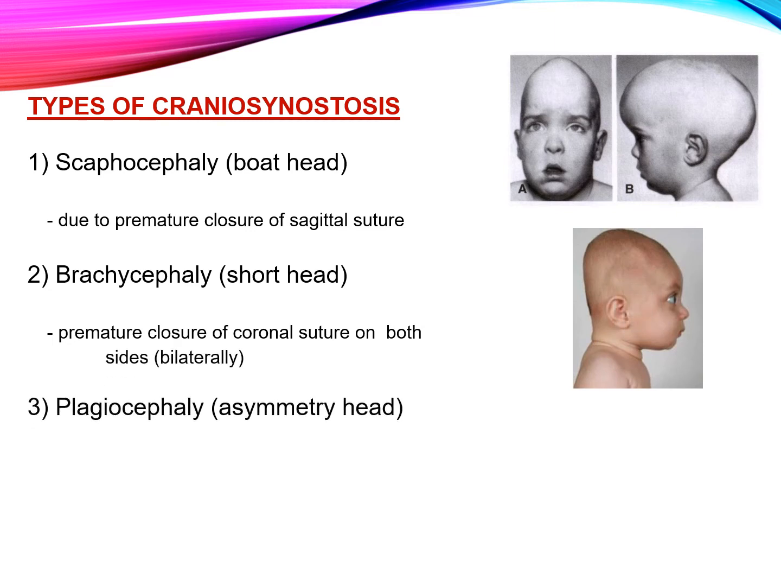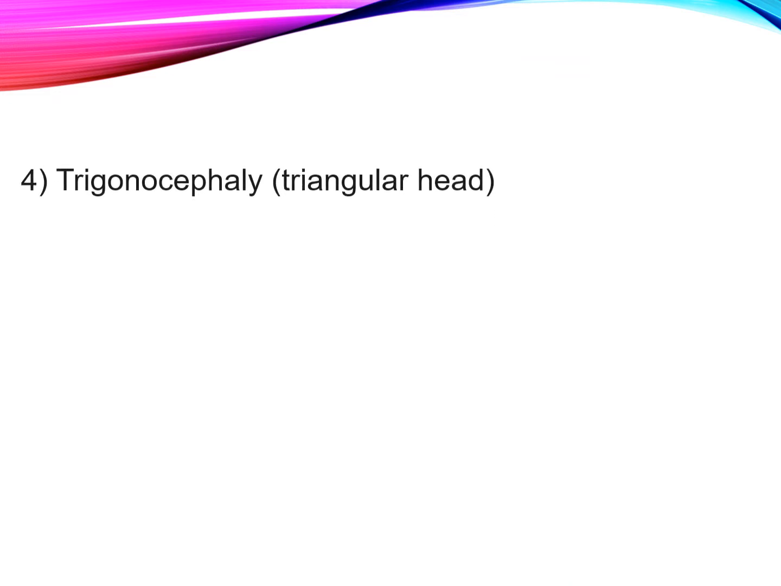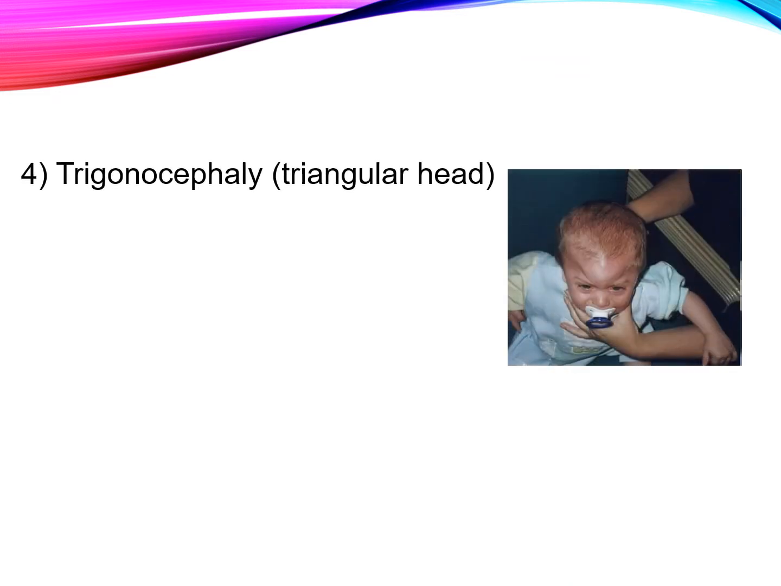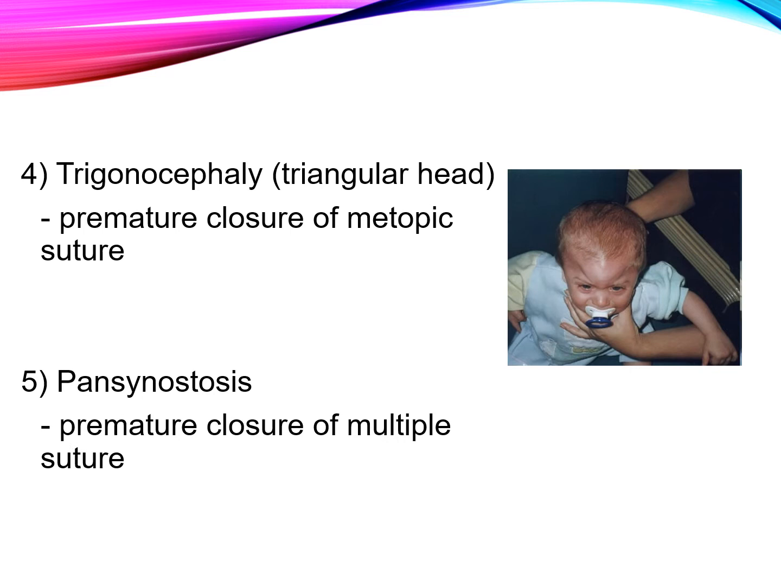Number 3, plagiocephaly, an asymmetrical head, which occurs due to the unilateral closure of the coronal suture or the lambdoidal suture. Number 4, trigonocephaly, a triangular head. It occurs due to the premature closure of the metopic suture. Number 5, pansynostosis, which occurs due to the premature closure of multiple sutures.